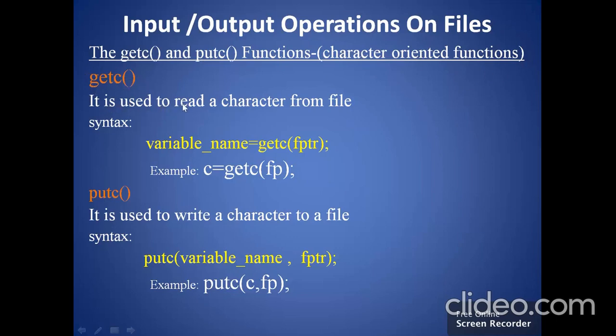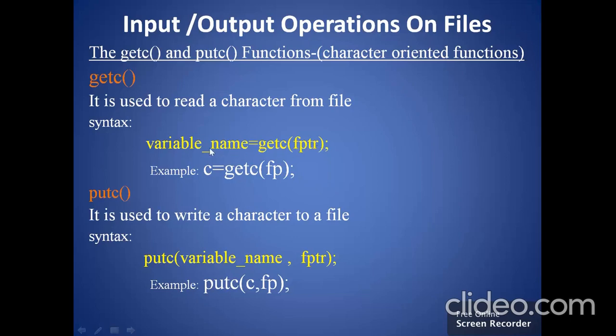So let's move to the getc function. It is used to read a character from a file. The syntax of the getc function is: first we put the variable name, equal to getc, inside the bracket fptr, then the semicolon. Here in the place of variable name we put the name of the variable we used. Then we have the getc function, with the help of which we can read a character from the file. Then we have fptr, and in the place of fptr we put the name of the file pointer.